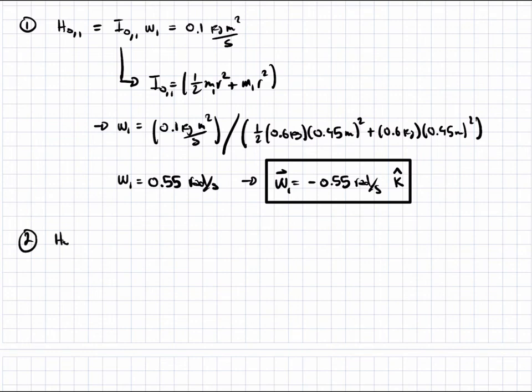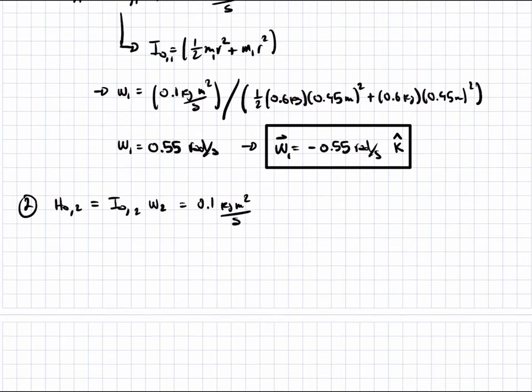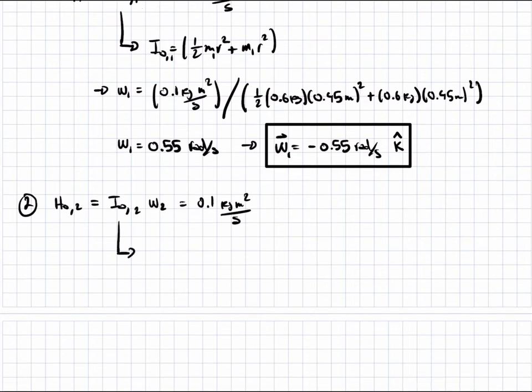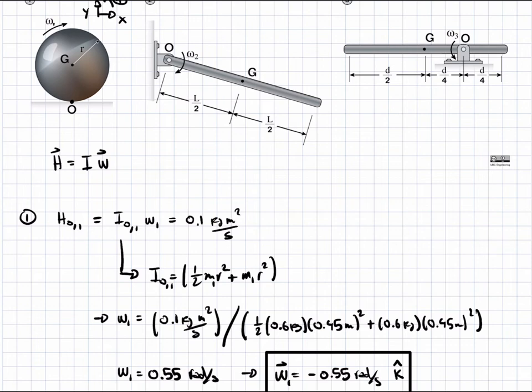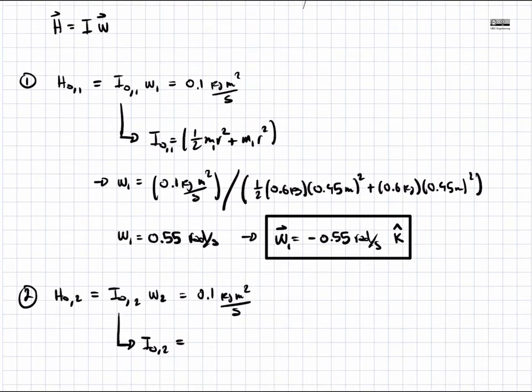we have that H naught 2 is equal to I naught 2 omega 2. And this is going to be equal to 0.1 kilograms meter squared per second. Same thing as before. And we can find I naught 2. So I naught 2 is going to be equal to, so we know that this is a bar that is pinned about the end. So we need to find the moment of inertia about this point, and that is just 1/3 ml squared.